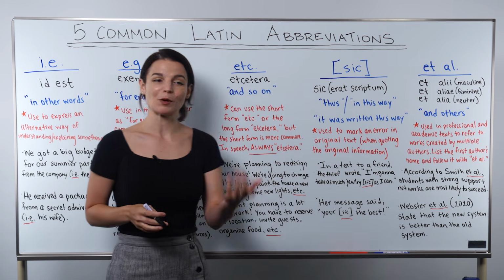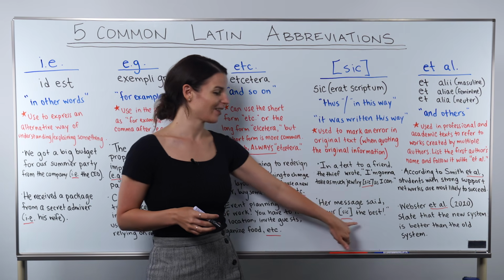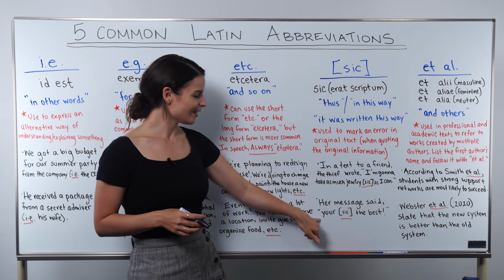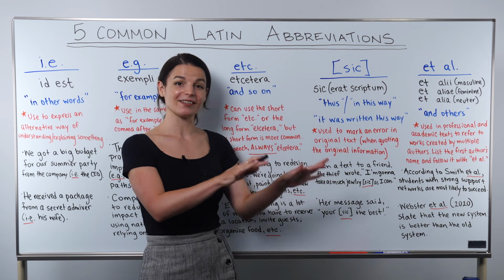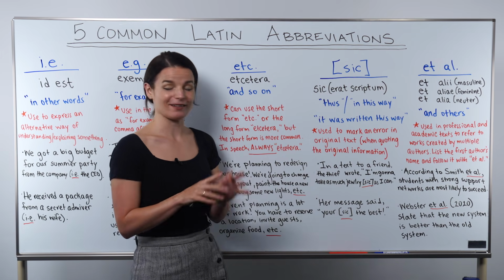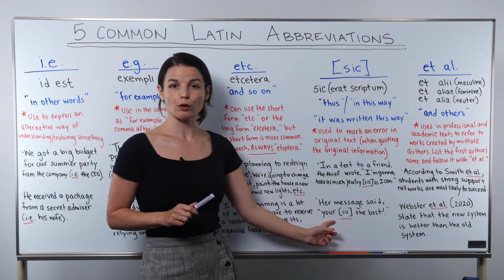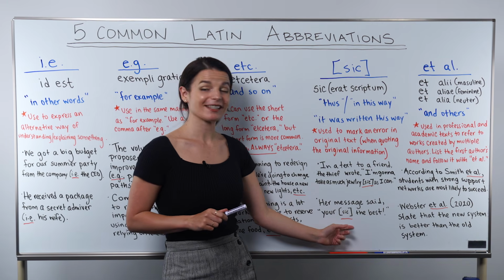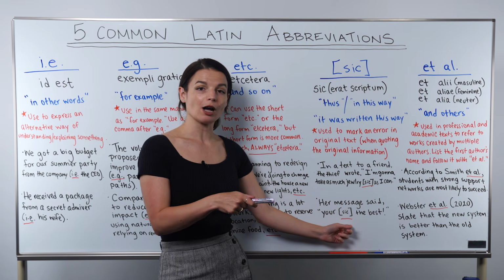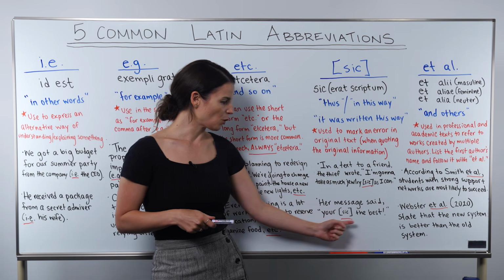Okay, let's look at one more example of this. Her message said, "you're [sic] the best." You're the best. Okay, so this is another example of an error in someone else's message. So here, her message, so a message from someone else, maybe email message, text message, whatever. Her message said, "you're," Y-O-U-R. After that, we have this "sic." So again, "sic" always refers to a problem with the information just before it.